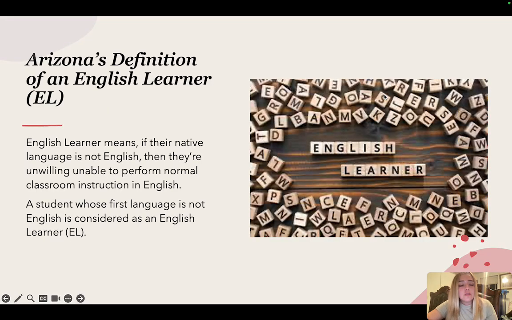Arizona's definition of an English learner is: if their native language is not English, then they are unable to perform normal classroom instruction in English. A student whose first language is not English is considered an English language learner.